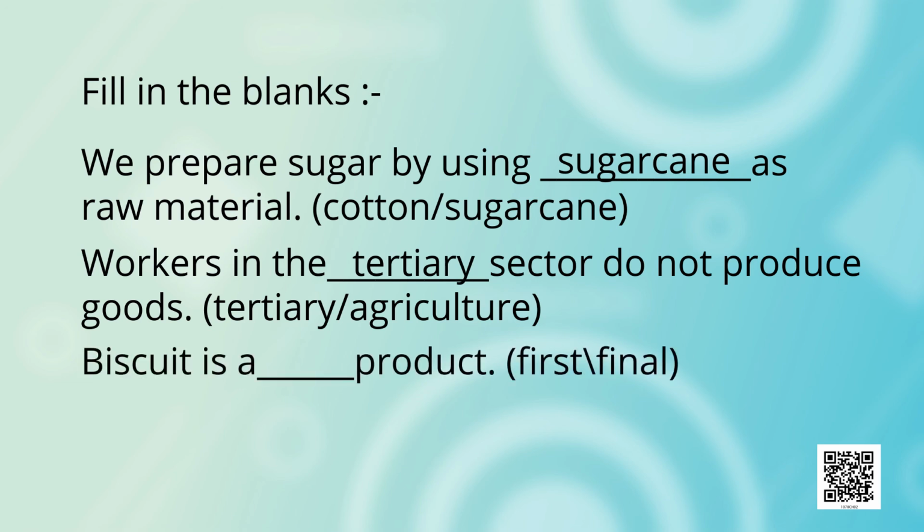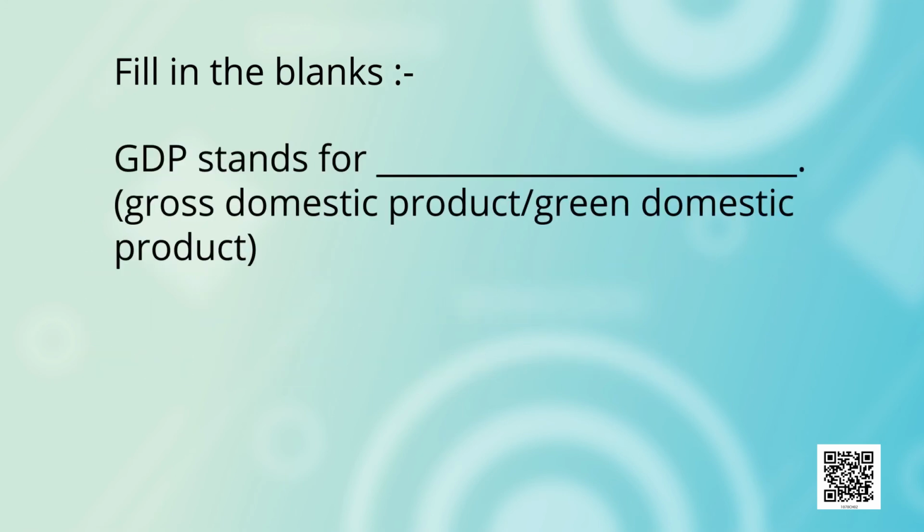Look at the third sentence now. Biscuit is a dash product. Is it first or final product? Exactly, it is final product. Well done. Look at the next sentence. GDP stands for dash. Yes, gross domestic product or green domestic product? Think. Exactly, gross domestic product. You're right.